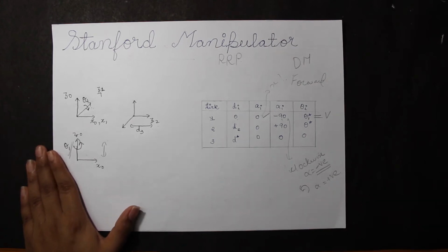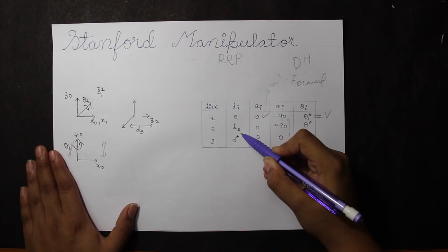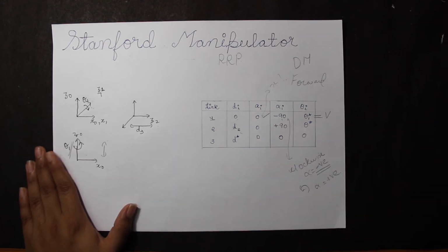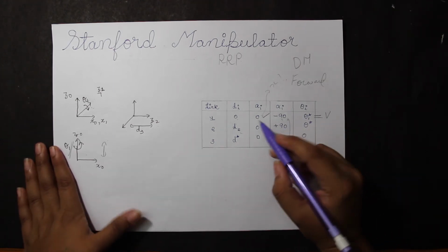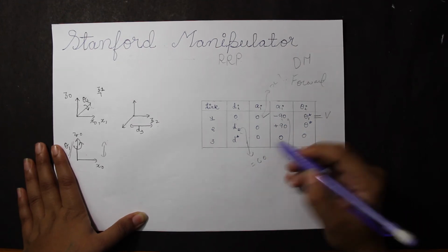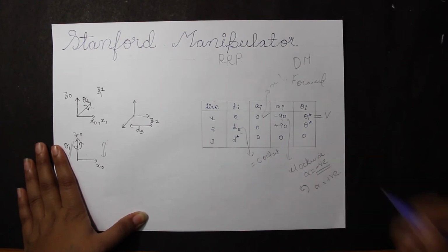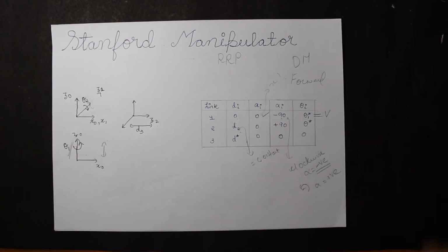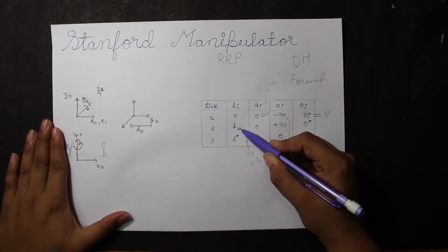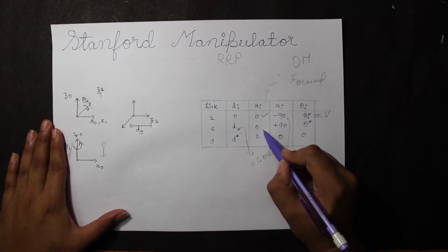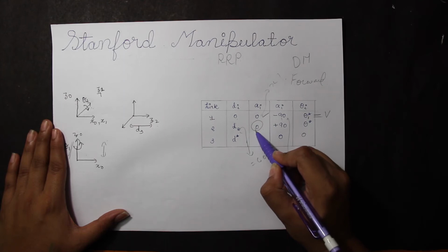Let's look at the second link now. In John Craig's book, which I have referred to, the question had specified the value of D I, that is the link offset value, as D2, which is a constant over here and not a joint variable. So here I've taken it as D2, which is constant. Again, the link length for the manipulator for joint 2 is 0.